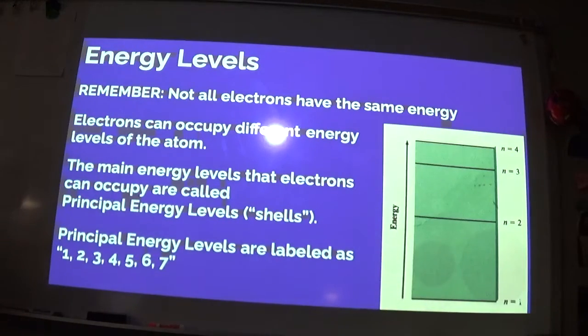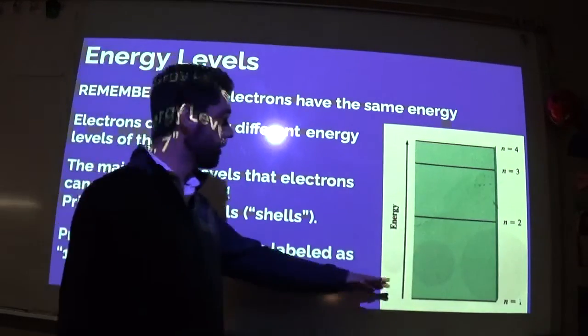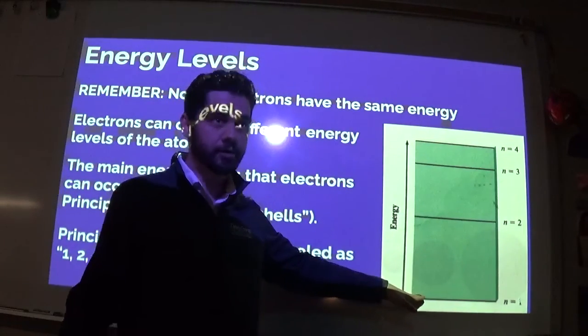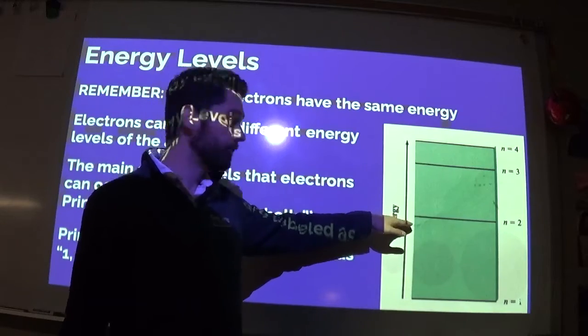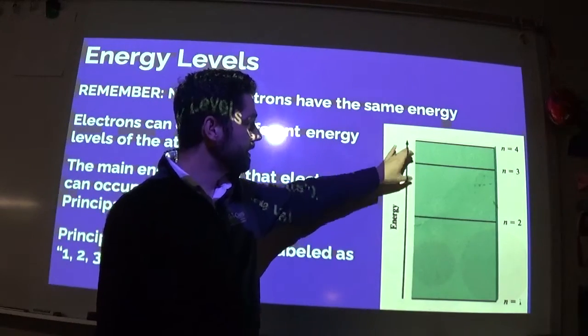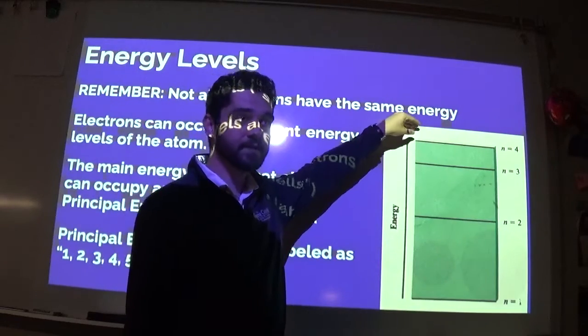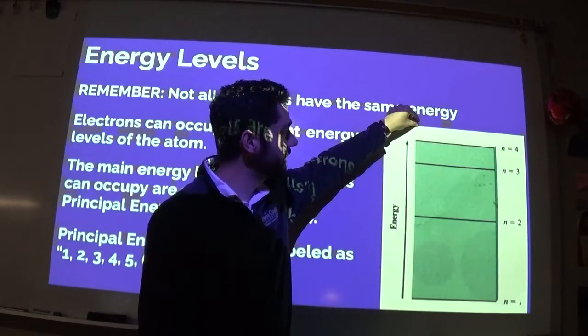Okay, so you can see over here, this is a diagram showing how the energies are separated. So energy level 1 would be low energy, right? Energy level 2 has more energy, and then 3, and then 4. You'll notice that they get closer together as you go up. If I were to go to 5, 6, 7, they get all really close together.